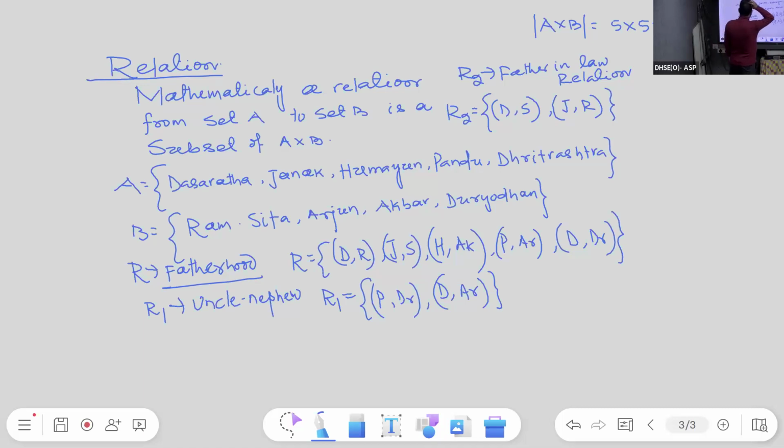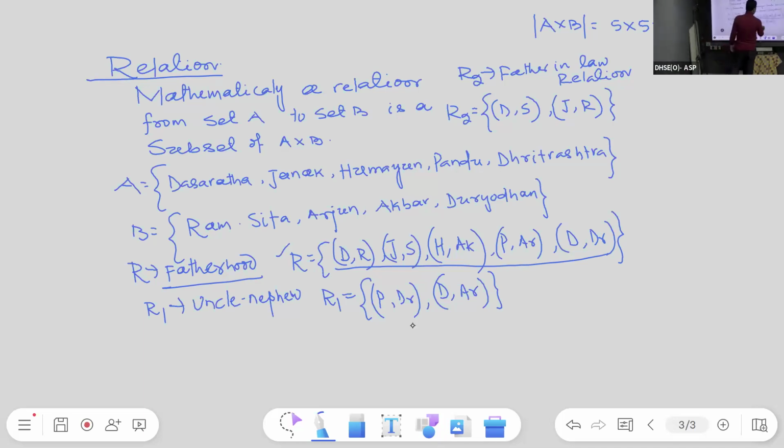Okay. You see, the fatherhood relation contains 5 ordered pairs: Dasarath Ram, Janak Sita, Humayun Akbar, Pandu Arjun, Dhritarashtra Duryodhan. All these 5 elements belong to the set A cross B. You know, if each and every element of a set A belongs to another set B, then A is called a subset of B. Here each and every element of the set R belongs to set A cross B.